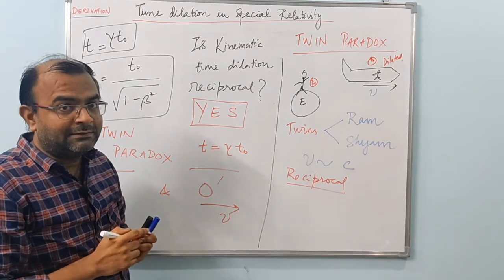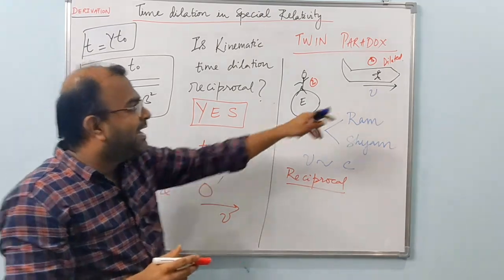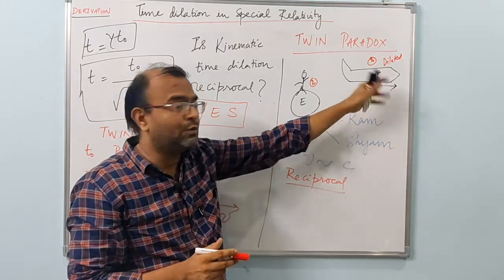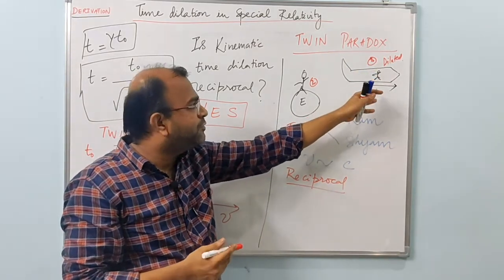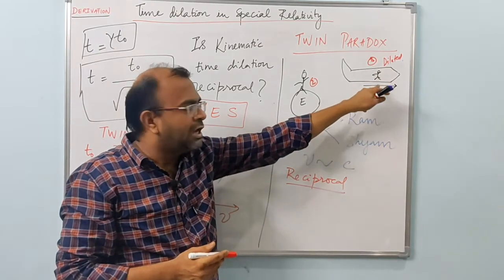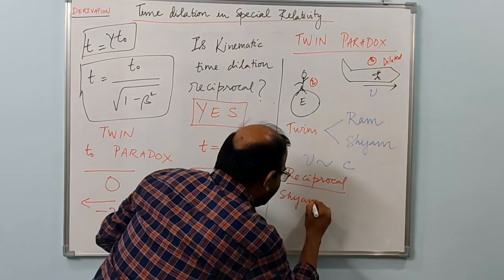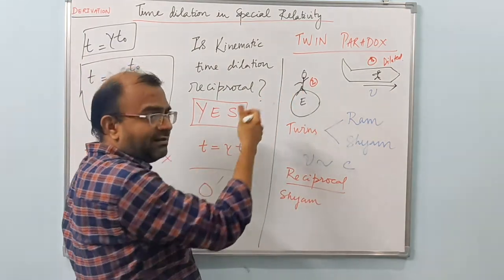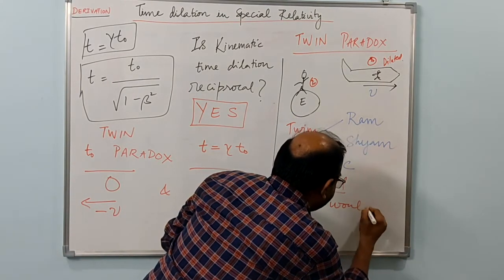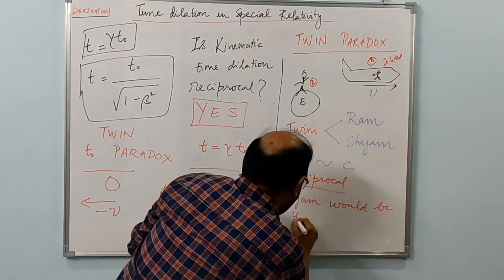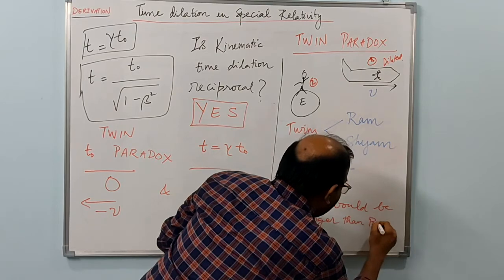But in reality, if this kind of travel happens, though this is a thought experiment, one can imagine such a thing happening maybe in the distant future, you would find that only Shyam is actually younger, because Shyam traveled and Ram stayed back on Earth. So Shyam would definitely be younger. Both are twins, so remember that.